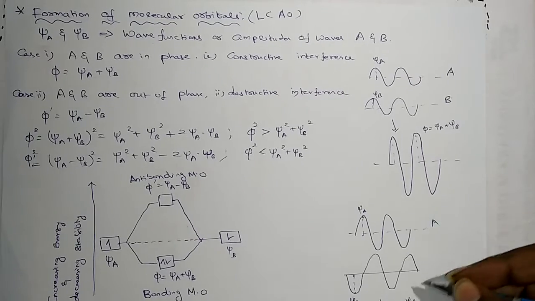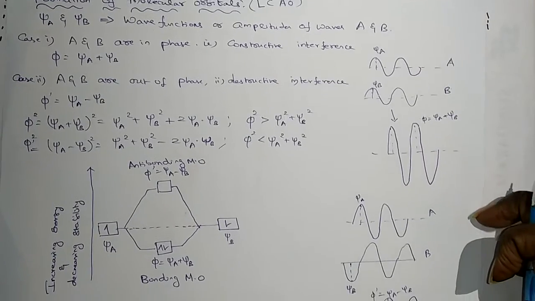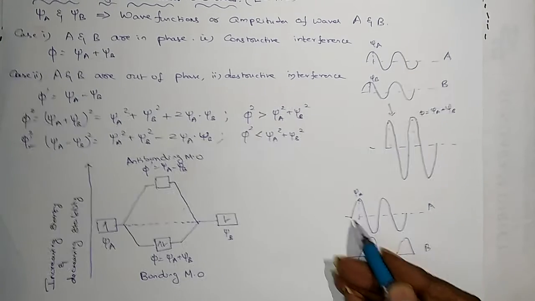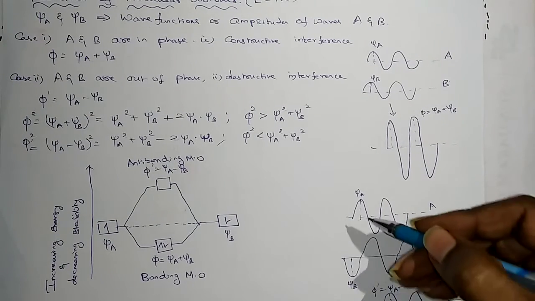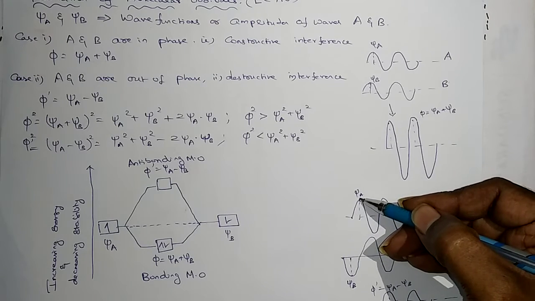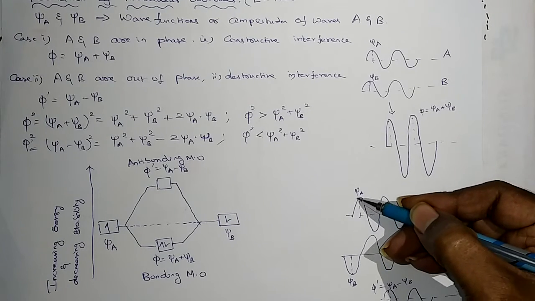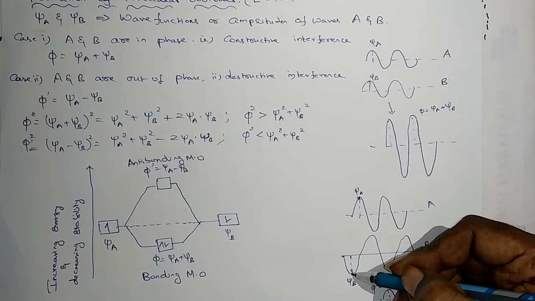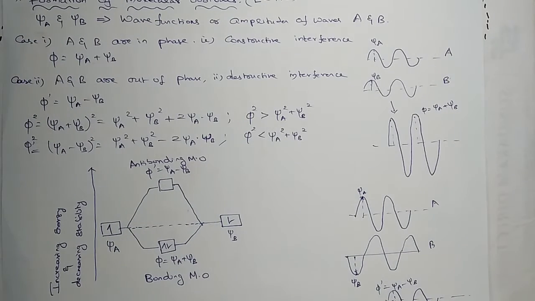In the second case, waves A and B are out of phase. See here, starting from this point, they give signals at the same time, but one wave gives a crest while at the same time the other gives a trough. Therefore these waves are out of phase.